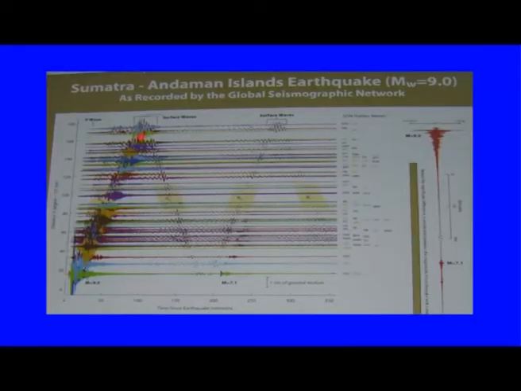This is the first one, the closest one. This is the second one, coming the other way. This one is after one revolution, and this one is after one revolution. This is the first revolution, this is the second revolution, like that. So you can imagine how strong the earthquake was.